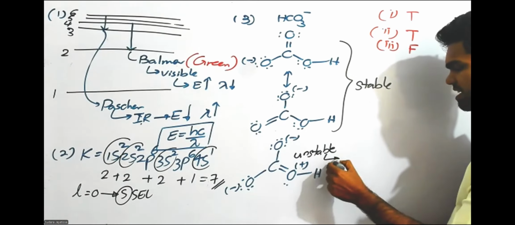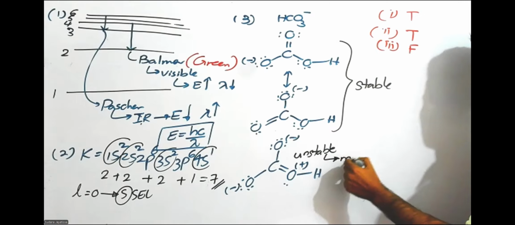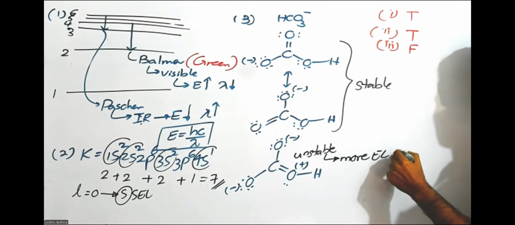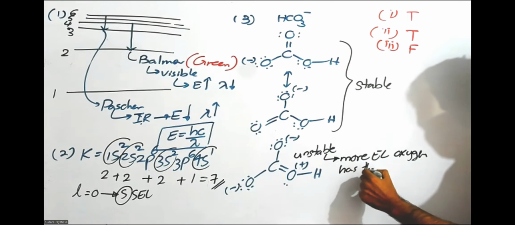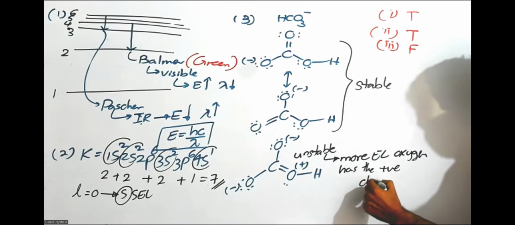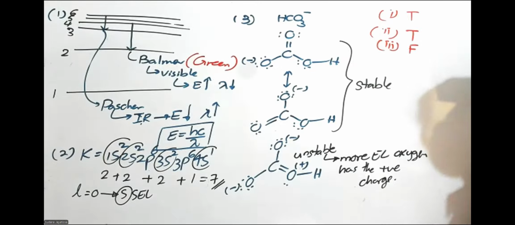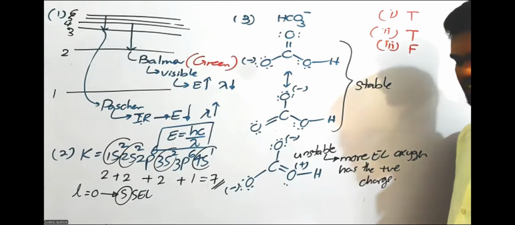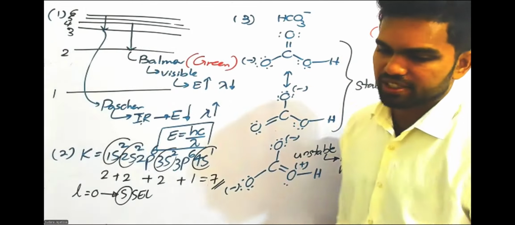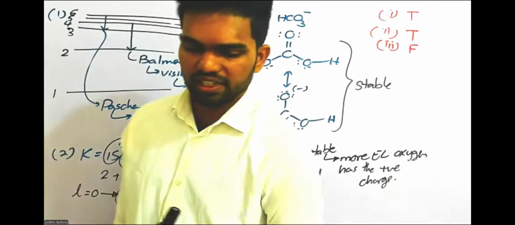And write why it is unstable also. More electronegative oxygen has the positive charge. That is the problem with the third structure. That is, that structure is unstable. Okay? Is that clear?